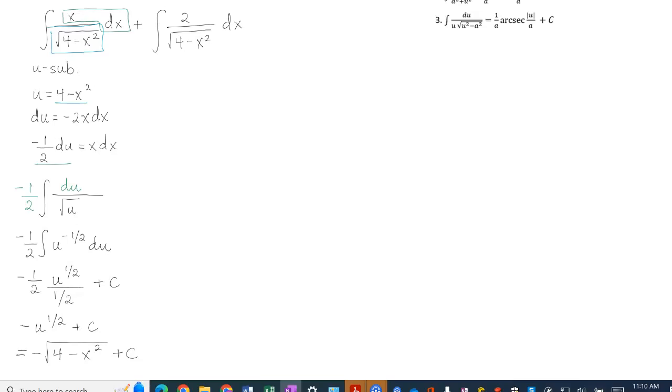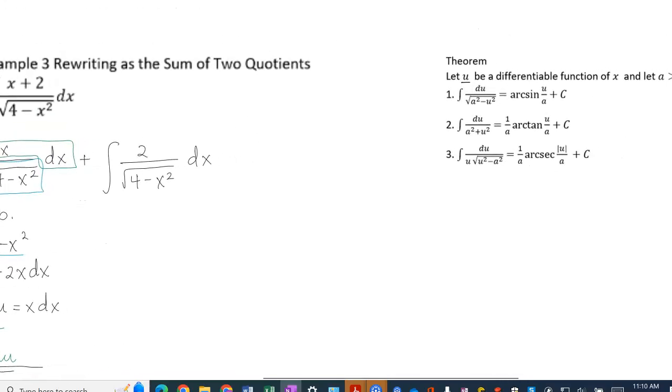Then our second integral, the integral of 2 divided by the square root of 4 minus x squared, is going to match number 1 from our theorem, where our a squared is equal to 4 and our u squared is simply x squared. So u is just x and du is simply dx. If a squared is equal to 4, then a must be equal to 2. So I can rewrite this integral.